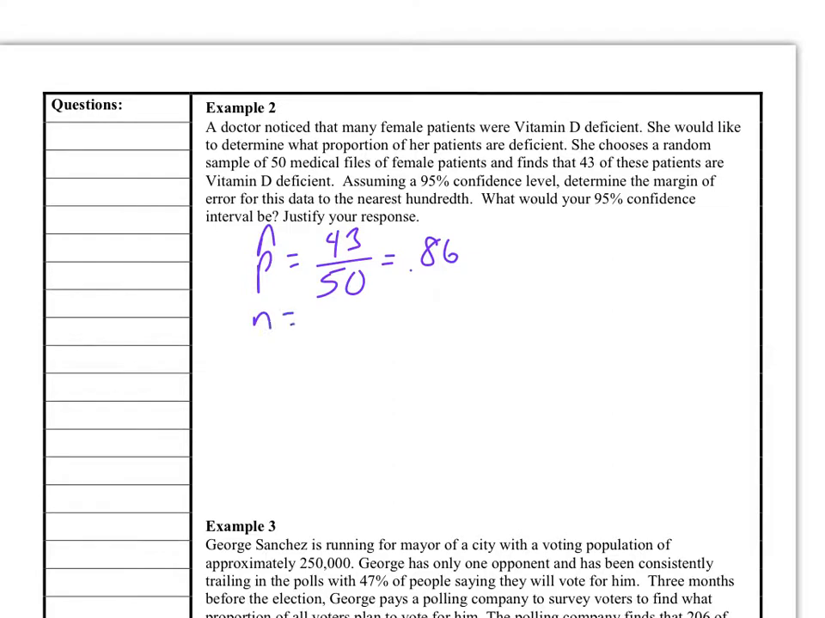Obviously the n value is 50, because that is your total. Assuming a 95% confidence level, determine the margin of error for this data to the nearest hundredth. And what would your 95% confidence interval be? So it's asking it slightly different than some of the other questions, but that's all right.